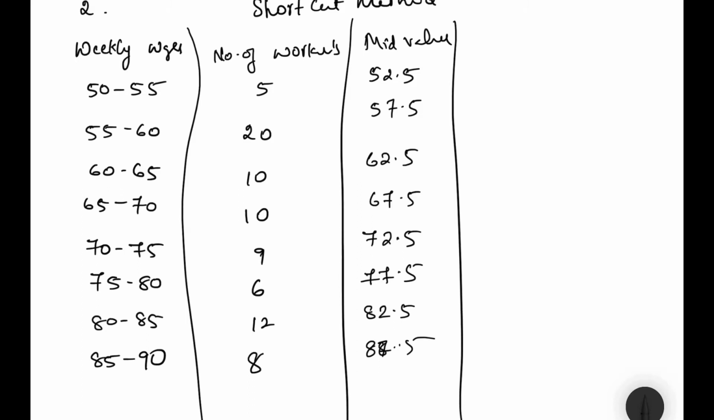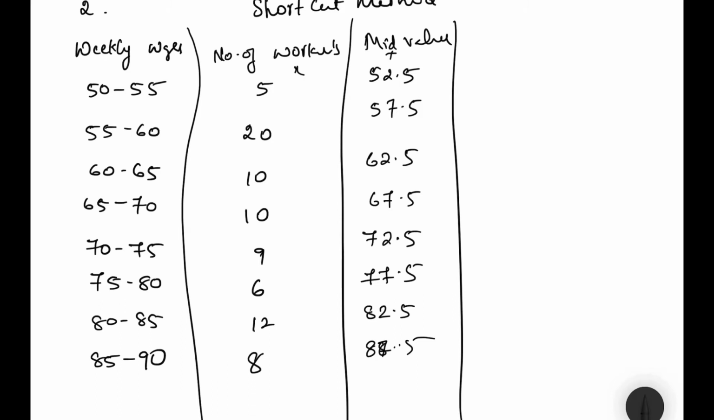In the direct method, we need to find fx, right? But I'm not doing that. So let us do the shortcut method. What do you need to do in the shortcut method? In this shortcut method, you need to find the assumed mean.